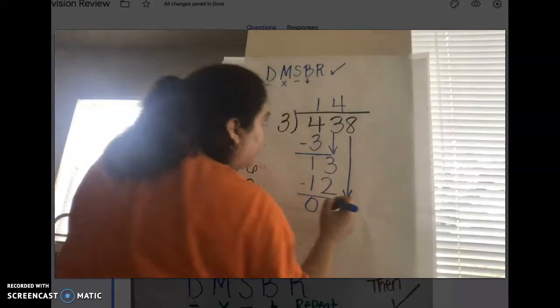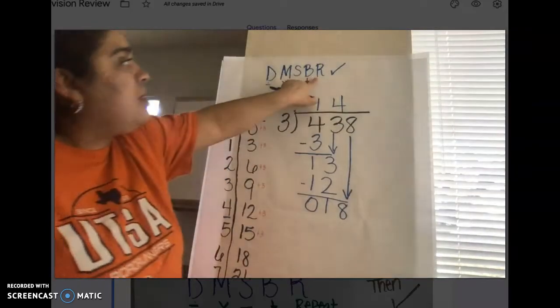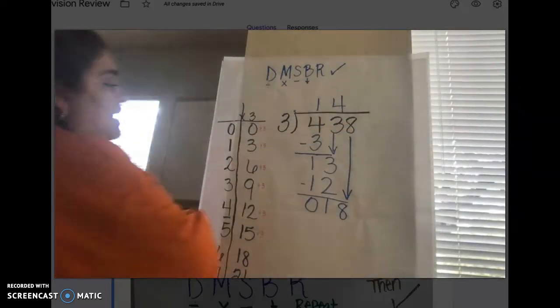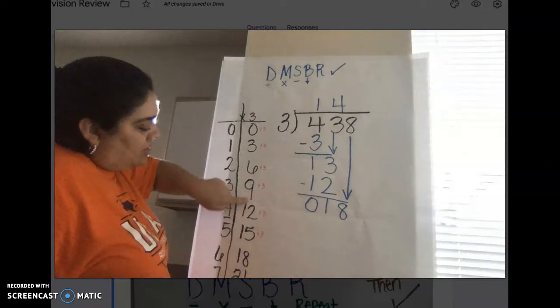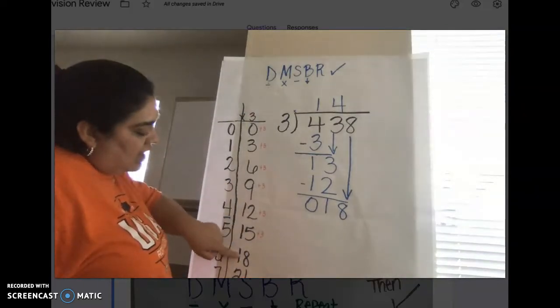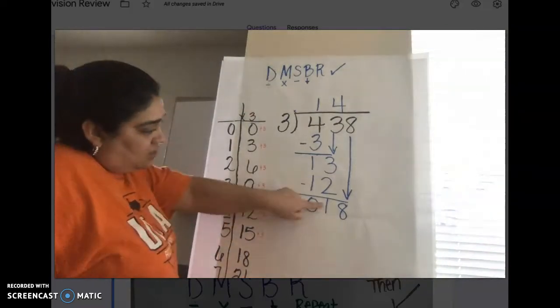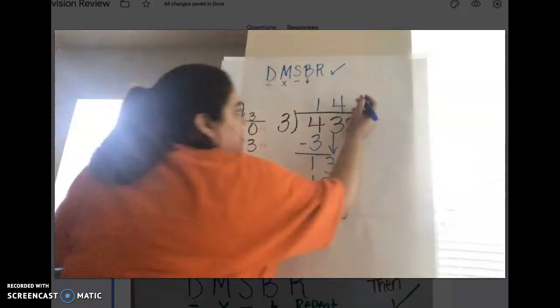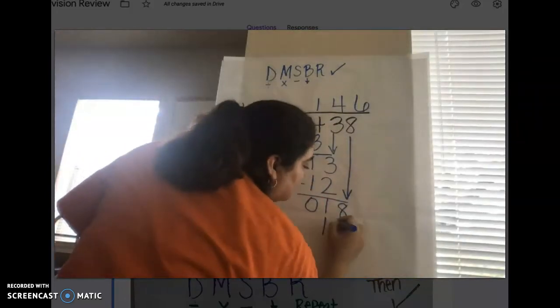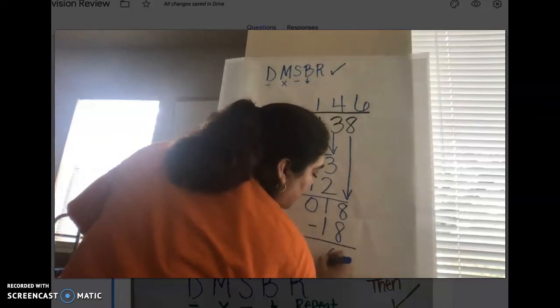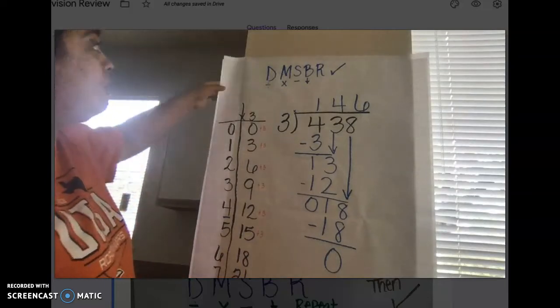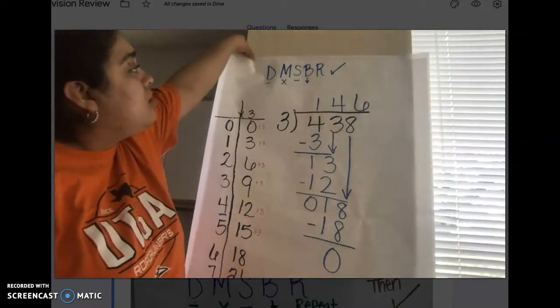Bring down my 8. Now I repeat because we had to bring down the last number. So now I divide again. How many times can 3 go into 18 without going over? Well, I have 15, 18, 21. 15 is closest to 18, but 18 is 18. So 6 times 3 is 18. Now I subtract. I get 0. Do we have any more numbers to bring down? No, we don't. So now we do the final step, which is check.